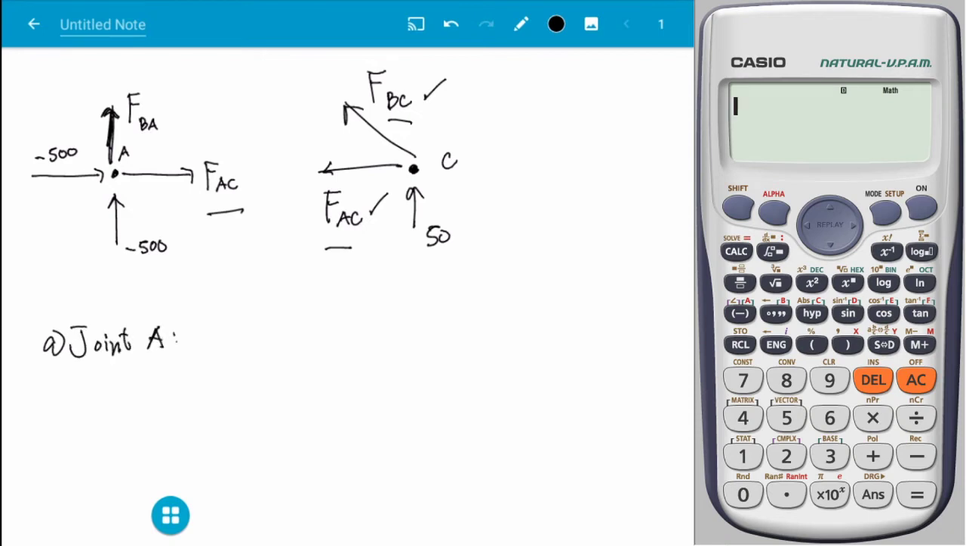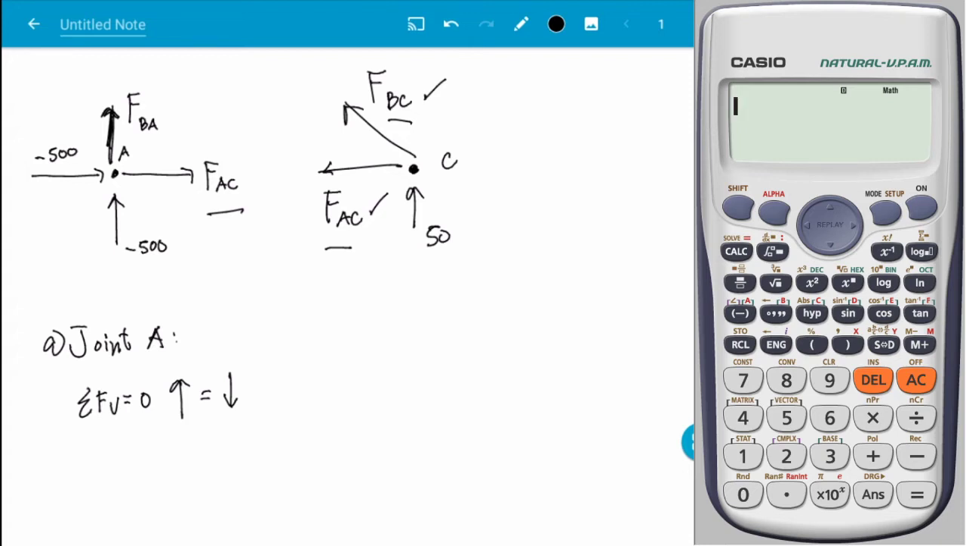At joint A, if I will try to sum up, ano ba yung sum up ko dito? Forces vertical muna. Summing up forces vertical is equal to 0. Upward equals downward. Okay? So ano yung forces upward, guys, looking at joint A?